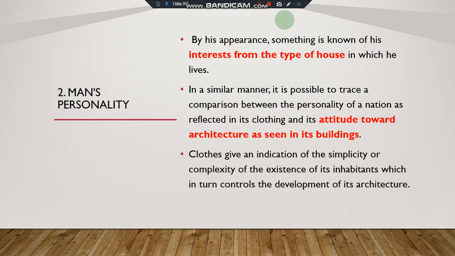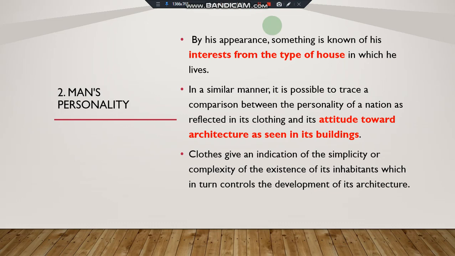So, by his appearance, something is known of his interest from the type of house in which he lives. Iba-iba ang interest ng mga tao sa tipo ng bahay na tinitirhan nila. So, say for example, merong single family detached house, may duplex, apartments, what else? Condominium, mansion, what else? Say mobile house, and so on and so forth.